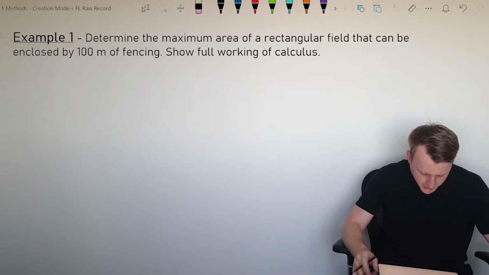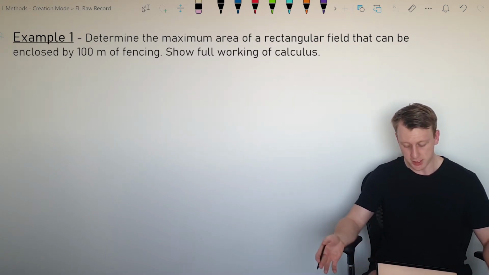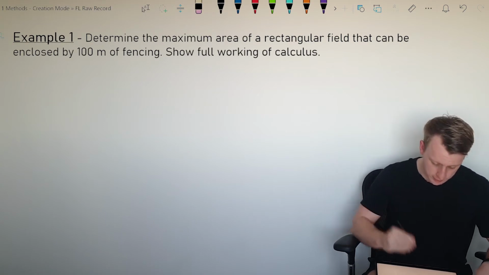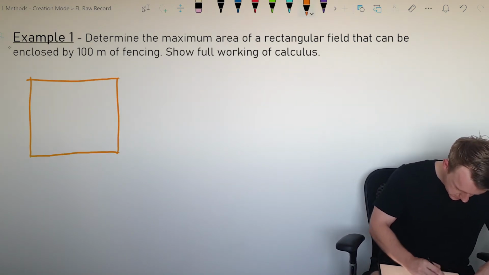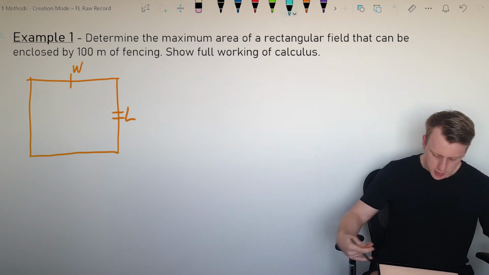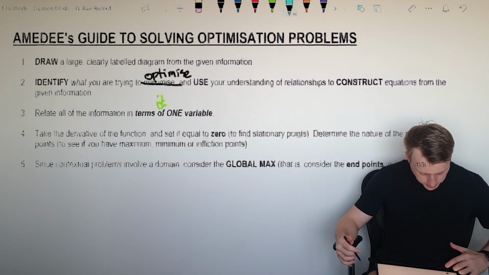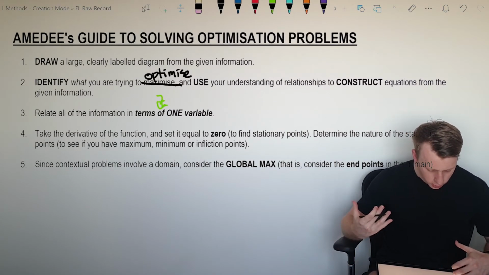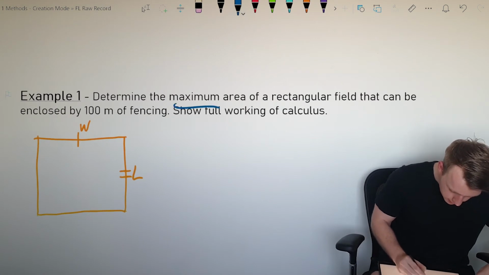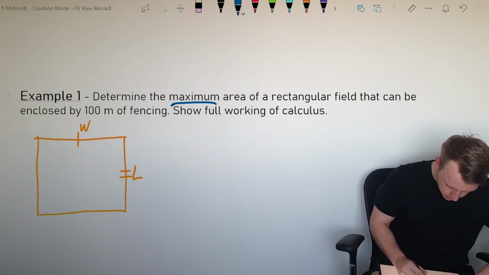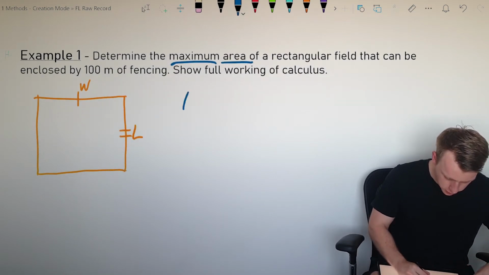So it says determine the maximum area of a rectangular field that can be enclosed by 100 meters of fencing. Show full working of a calculus. So first thing I'm going to do is draw a nice diagram. So I've got my rectangular field there, and now, if I look back at step number 2, I'm going to identify what I'm trying to optimize here. That would be the area. So I'm maximizing my area, and I know that the area is equal to length times width.